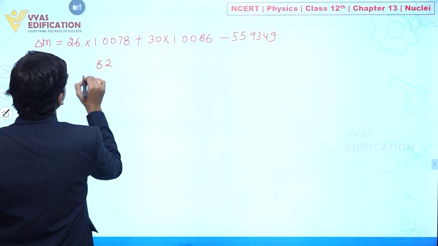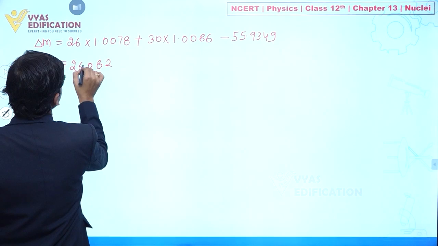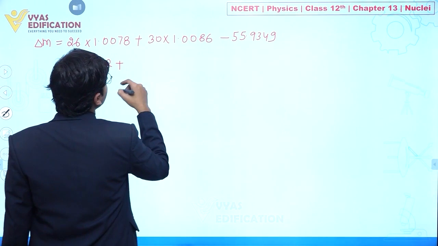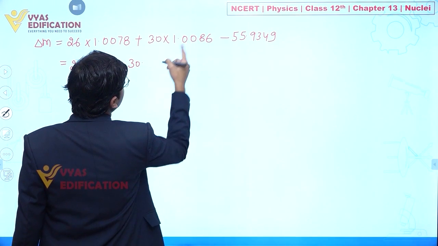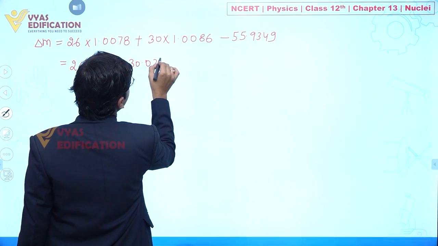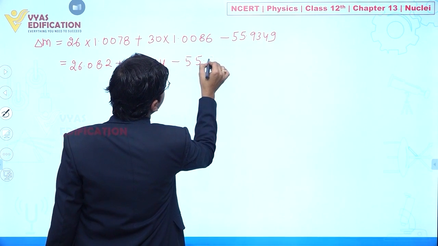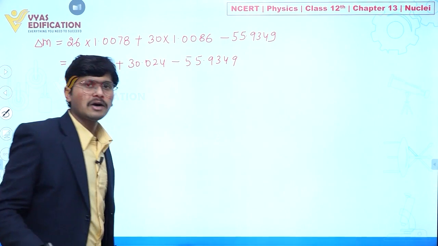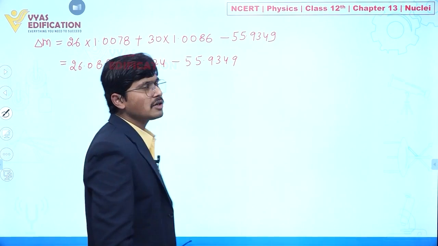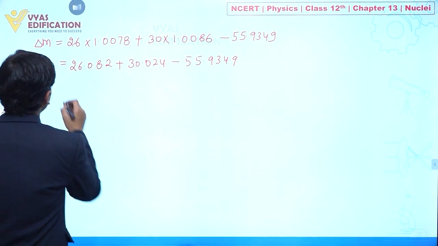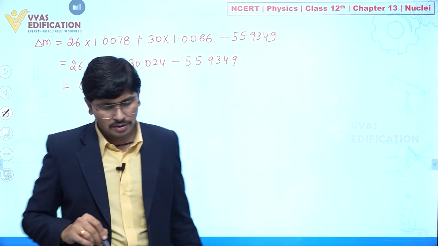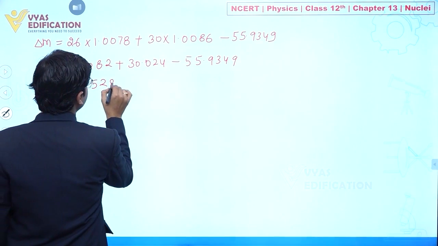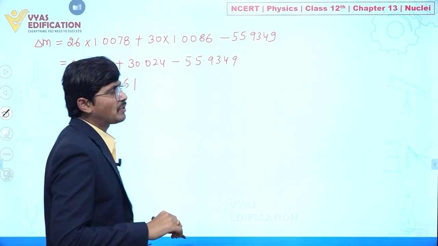So now we can say this is 26.082 plus, similarly if you multiply with 30, you get 30.258 near about, and then 55.9349, clear. Now you can add it and subtract 55 point something, and you will get the mass defect. So the mass defect value you will get is near about 0.528461, clear everyone?